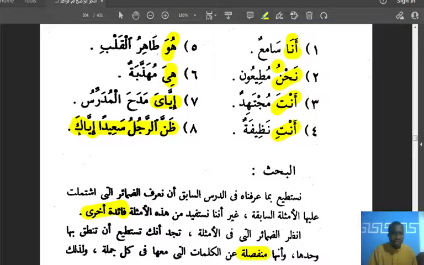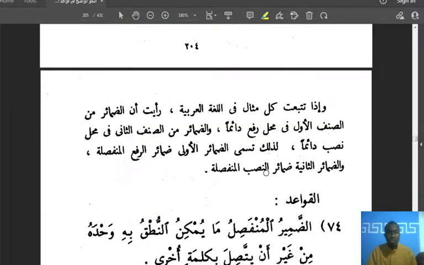إياكَ, the same thing: ضمير منفصل مبني على الفتح في محل نصب مفعول به. You can say مفعول به ثان, because the verb ظن takes two مفاعيل. So سعيدا is مفعول به أول, إياك مفعول به ثان. So I think we've seen the face of the i'rab. Let's go down again and continue reading.